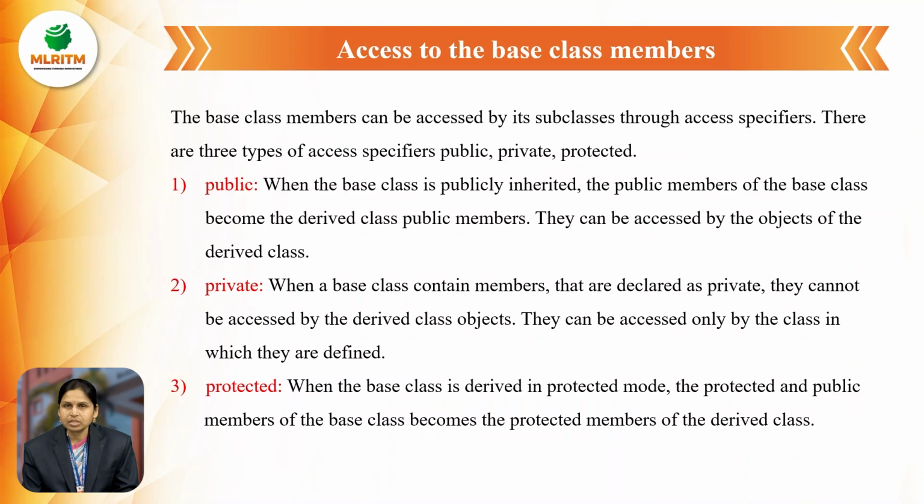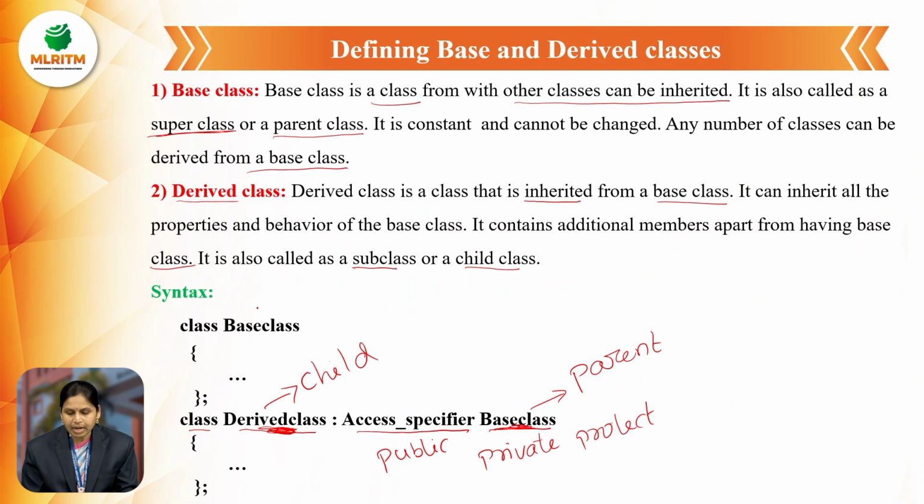Now here we can use three types of access specifiers: public, private and protected. When we observe the syntax, we are using the access specifiers, meaning we are taking the functionalities from the parent class by using the three types of access specifiers: public, private or protected. We can use any one, depending on our requirement.